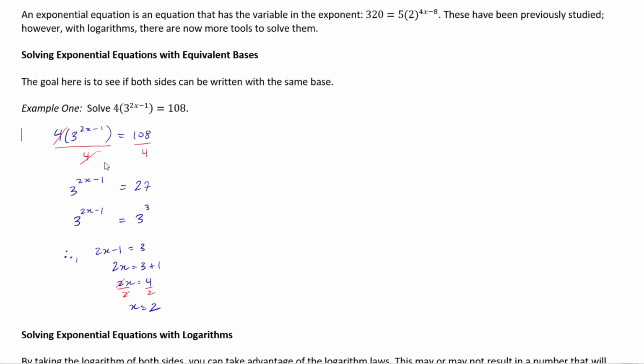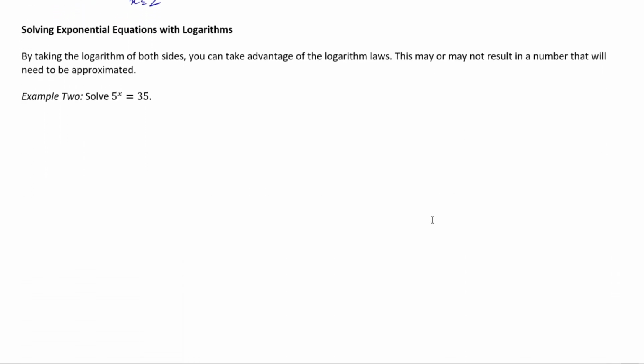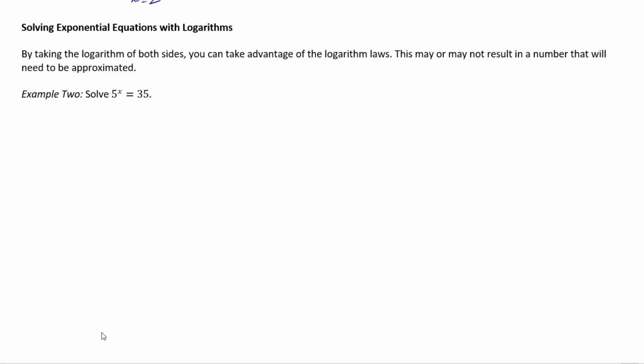Just reviewing, we simplified both sides, then recognized that one of the sides could be rewritten as a power of 3. Now that they have equivalent bases, you equate the exponents and you solve. We can also solve exponential equations with logarithms. By taking the logarithm of both sides, you can take advantage of logarithm laws.